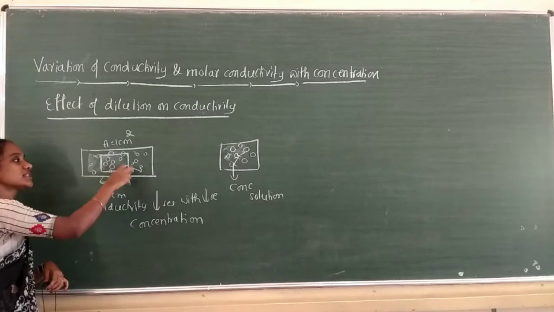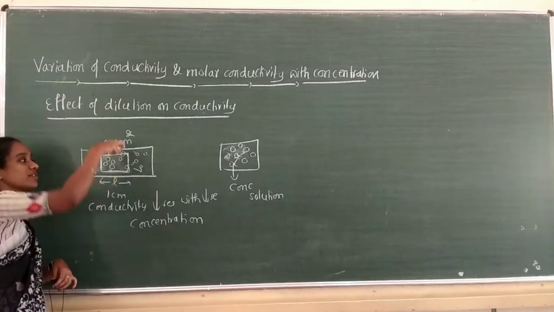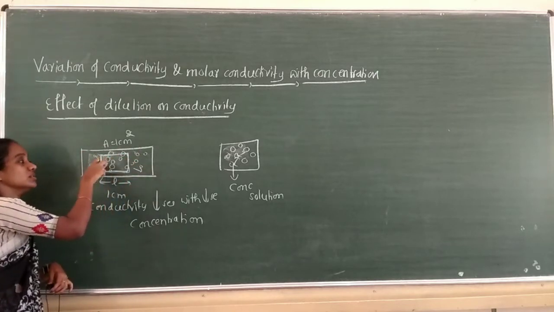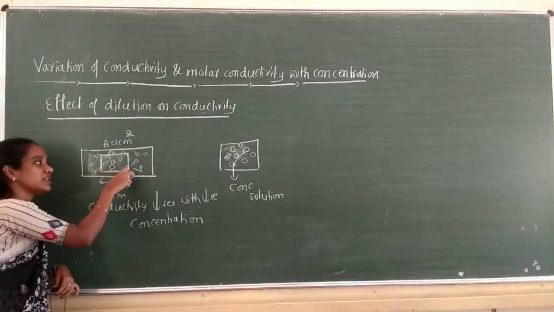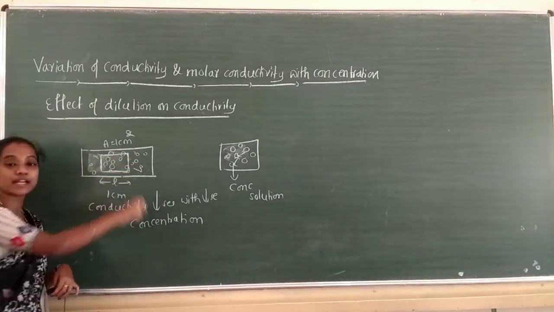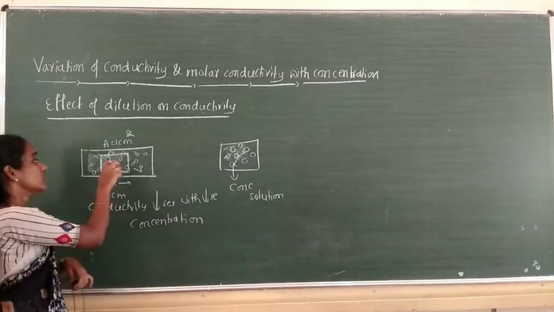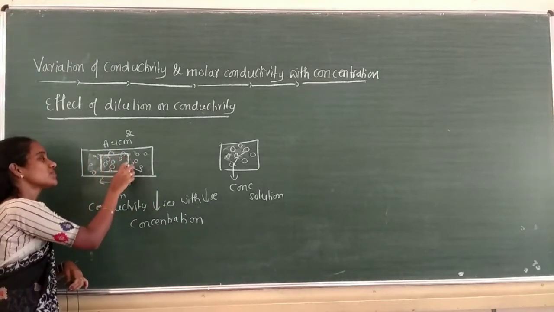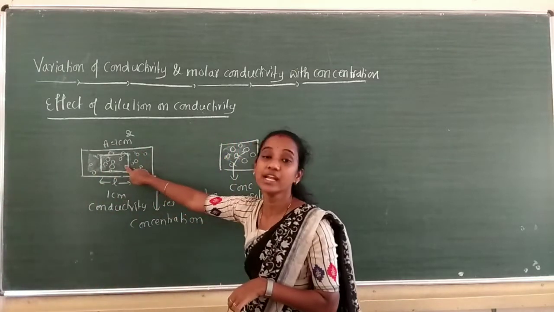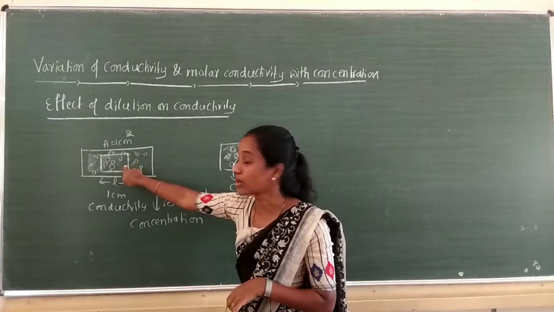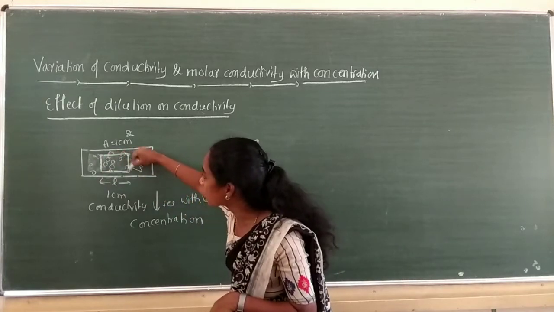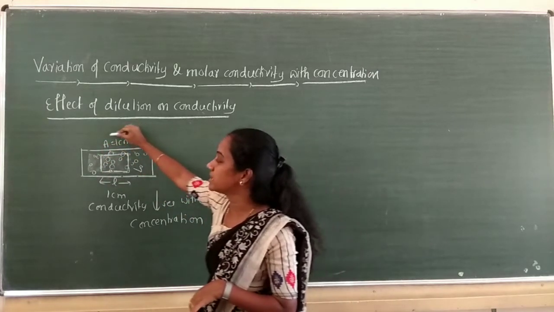What is the effect of dilution on conductivity? As the solution gets more and more diluted, or if we decrease the concentration of the electrolyte, the number of ions in this region decreases because of the decreased interionic interactions. The number of ions responsible for carrying the current decreases, so automatically conductivity decreases. Conductivity is the conductance of a solution when it is 1 meter long and the area of cross section is 1 meter square.